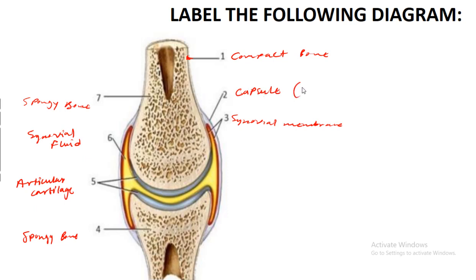Sometimes in some diagrams it normally shows the ligaments also. So it depends on which diagram was used by your lecturer. Sometimes it can be the ligament, and sometimes it can be the capsule. The ligament is just trying to connect this bone to that bone, stabilizing the joint. So these are just some of the things that you need to consider when we are talking about the synovial joint.